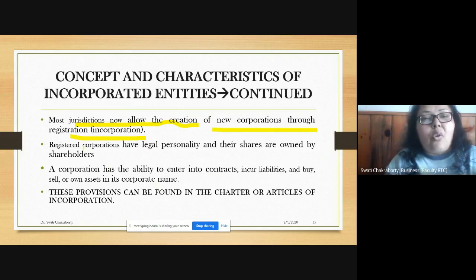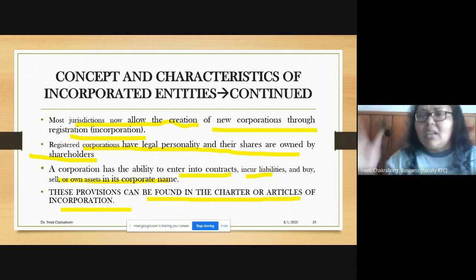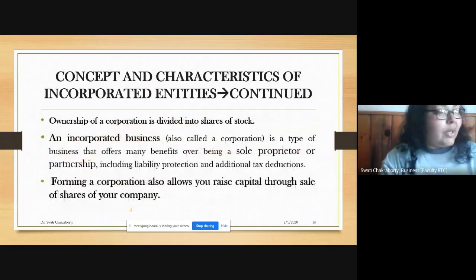All registered corporations have their legal personality, and their shares are owned by the shareholders. They have the ability to enter into contracts, they can incur liabilities, and they can buy, sell, or own assets in the name of the corporation. This is where the charter, or articles of incorporation, that we talk of, comes into play. That's where the company's law comes in.